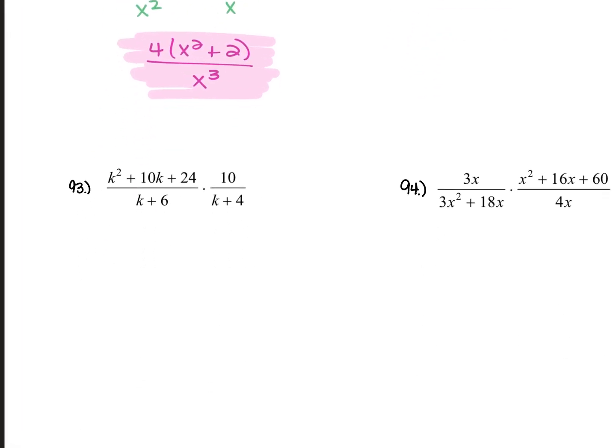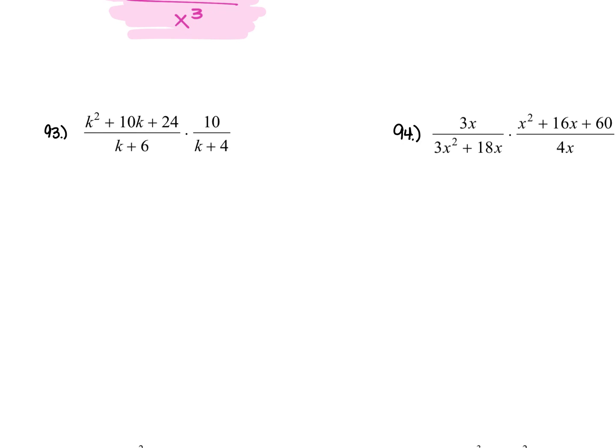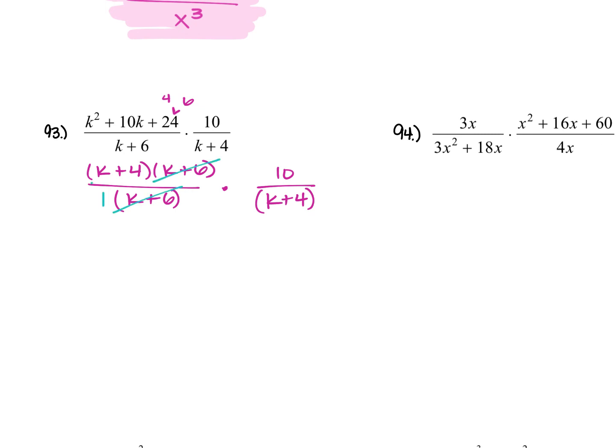For 93, you have k squared plus 10k plus 24 over k plus 6 times 10 over k plus 4. For this one, we're going to factor the numerator of the first fraction. Your factors of 24 that add up to be 10 are 4 and 6. So that's k plus 4 times k plus 6 all over k plus 6 times 10 over k plus 4. In the same fraction, you have a k plus 6, so those cancel. Diagonally, you have a k plus 4, so those cancel. So it's literally just 1 times 10, which is 10.